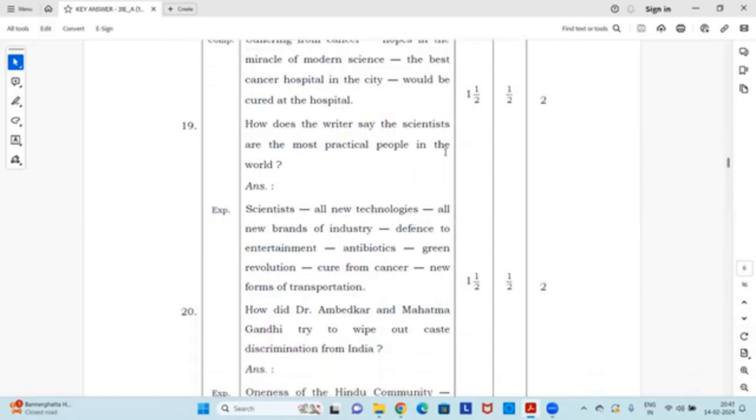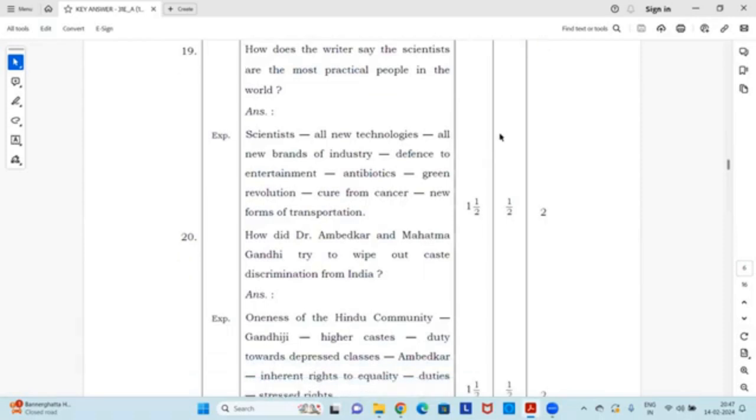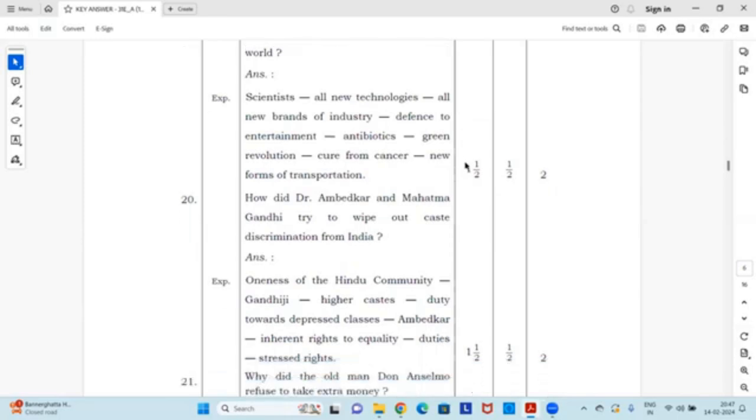Okay, next. Question 19. How does the writer say the scientists are the most practical people in the world? Again, let's see the points. Scientists have all the new technologies, all new brands of industry, from defense to entertainment. They have antibiotics, the green revolution, cures for cancer, and new forms of transportation. So these are the reasons that the writer says that scientists are the most practical people in the world.